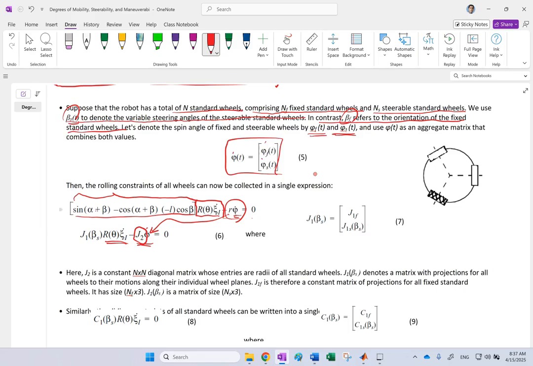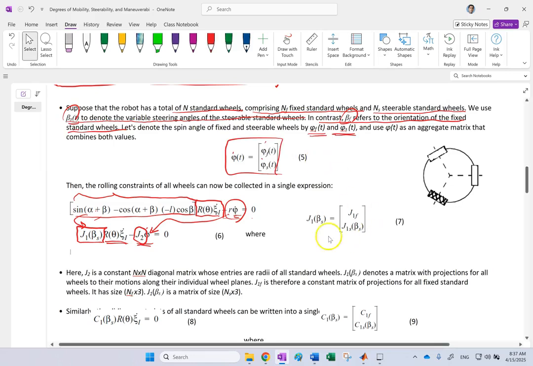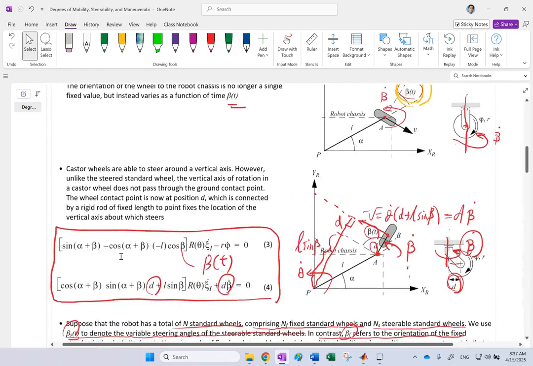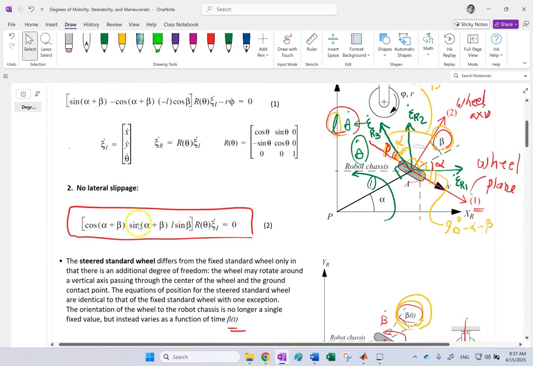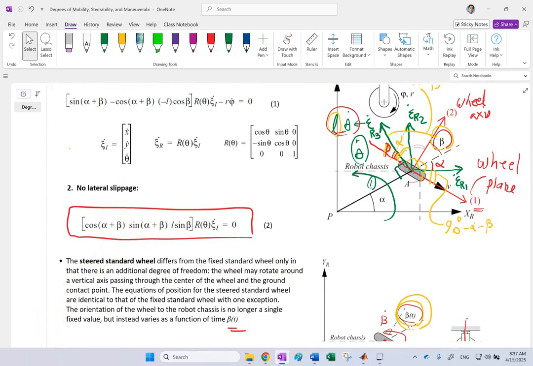If you add the second wheel, it will have a second row, a third wheel, a third row. So if you merge all of those rows into a matrix, that is going to be this matrix J1 of beta S. So this J1 matrix is the projection matrix, and J2 is basically the matrix of geometry, mostly the radii. So let's talk a little bit more about the dimensions of these matrices, and then we move on to a similar matrix format for the no lateral slip condition.